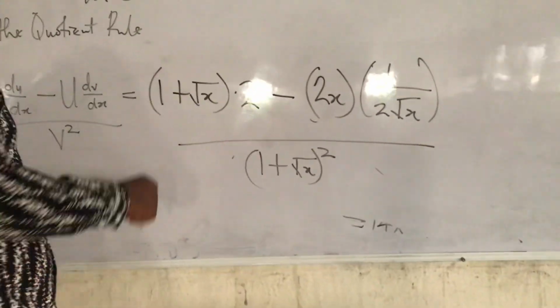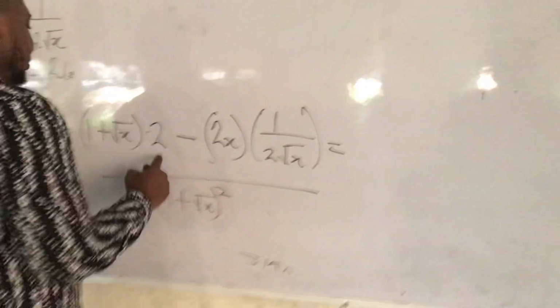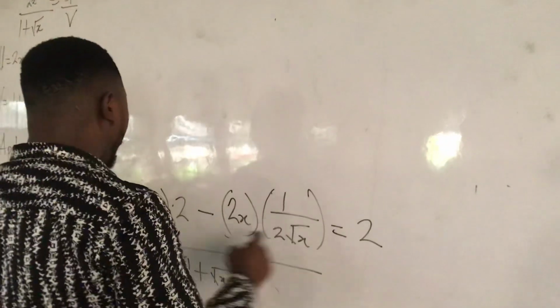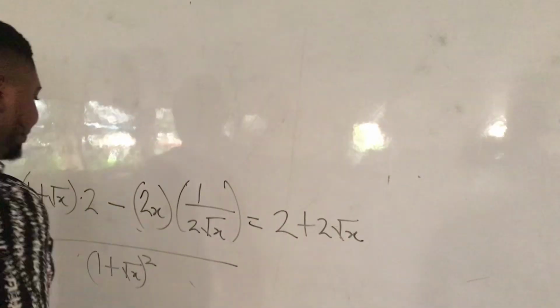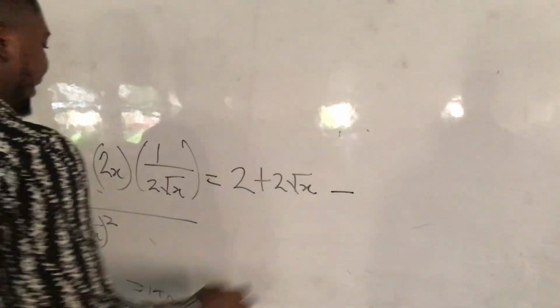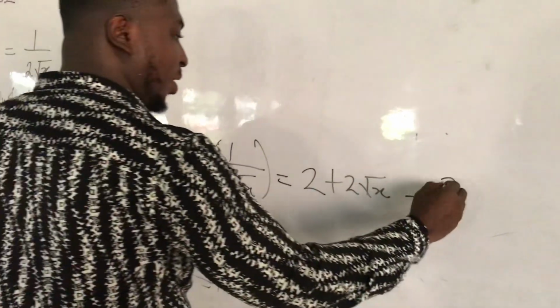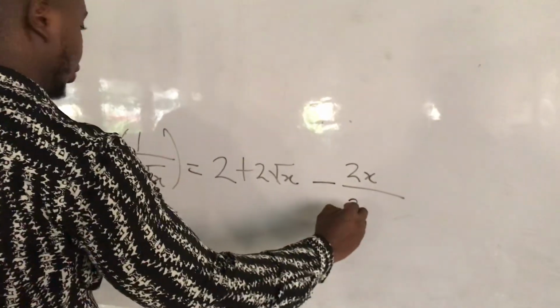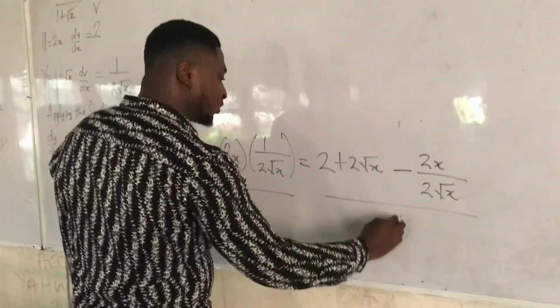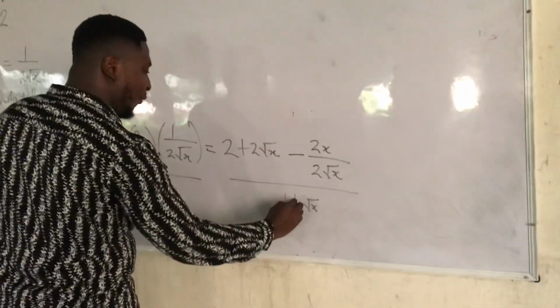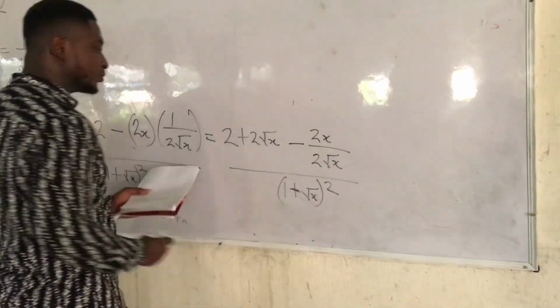let us use 2 to open this bracket. We are going to have 2 times 1 is 2. 2 times root x is 2 root x. 2 plus 2 root x minus 2x times 1 is 2x all over 2 root x. Everything all over 1 plus root x all square.